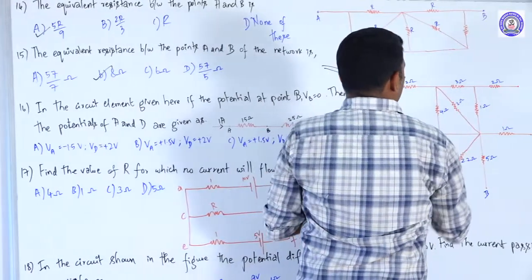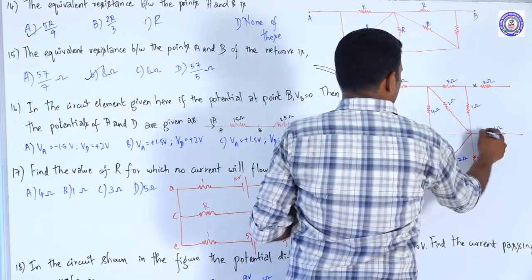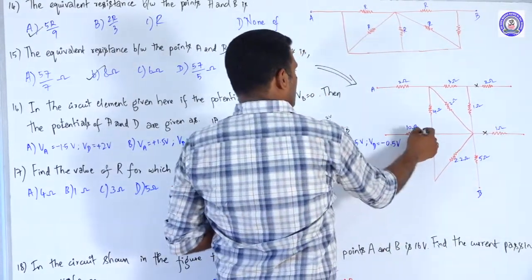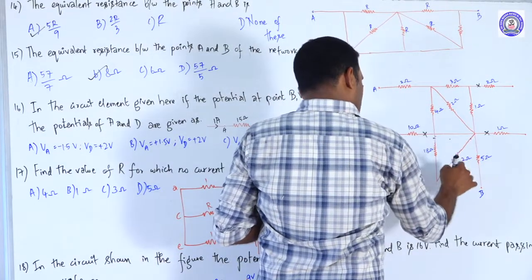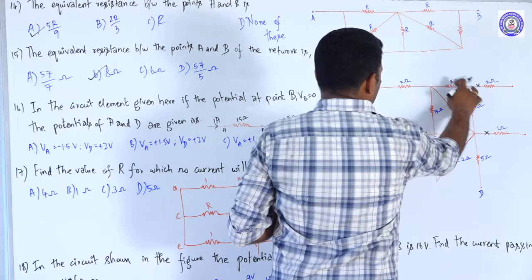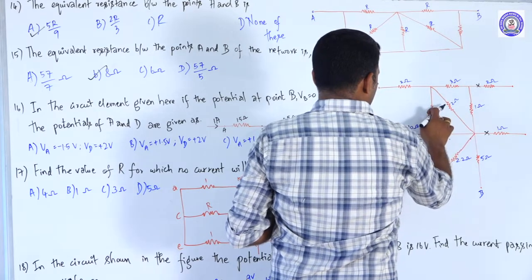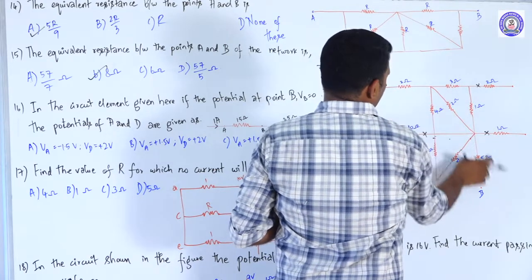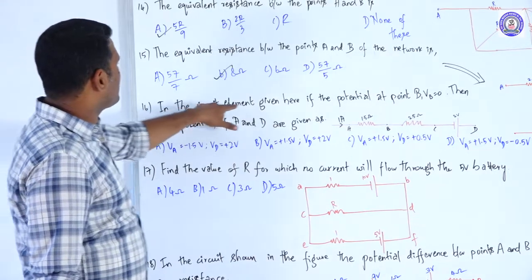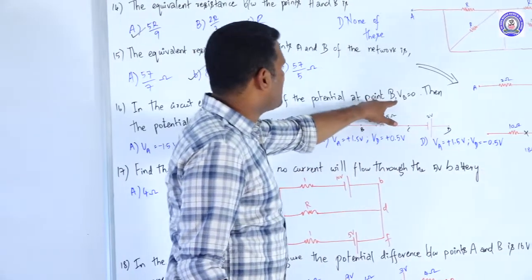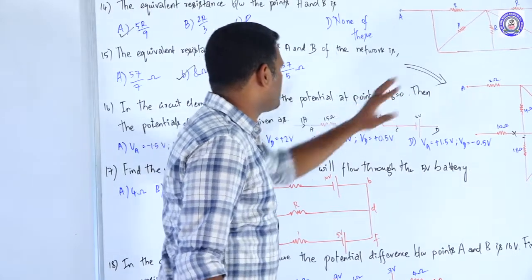So how to simplify the circuit? This one is redundant, so no current flows. This one is redundant, no current flows. This one is redundant, no current flows. This one is short circuited, so this is removed. So the remaining circuit is this one, this resistor, this resistor. These are all in parallel and the effective is in series. Simple.